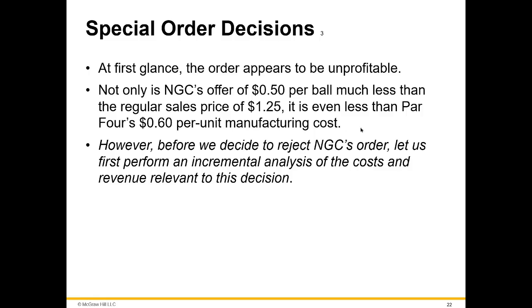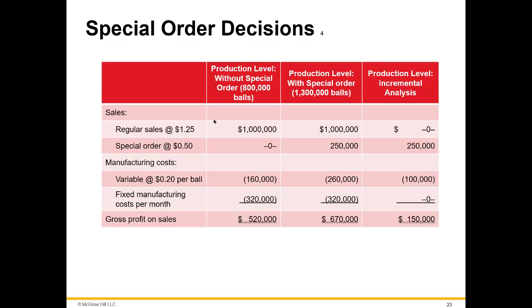However, before we decide, let's perform an incremental analysis and just look at the costs and revenues relevant to this decision. So, production level now, that's what we're making now, 520. The production level with 1.3 million balls. And so we're going to have a special order. We're going to make an additional 250. It's going to cost us 20 cents per ball. So that incremental cost is 100,000. Okay. Fixed manufacturing costs are the same. We had capacity for 2 million, so no problem there. So by accepting this offer, we're going to make an additional 150,000.